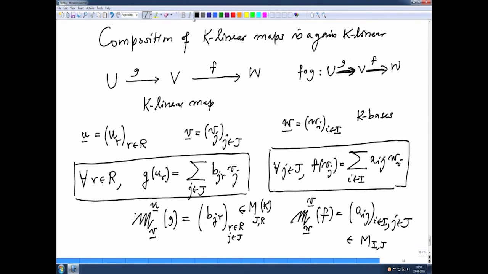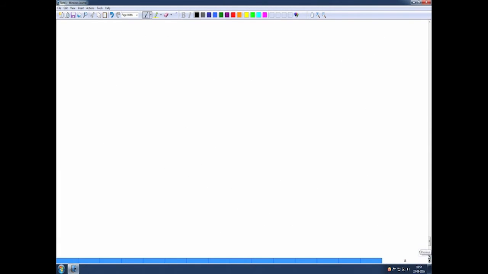The matrix of this will be, I just have to evaluate F∘G on U_R and write it in terms of the W's. So for the matrix, that is I cross R matrix, first let me write the matrix and then we will decide what is the order.